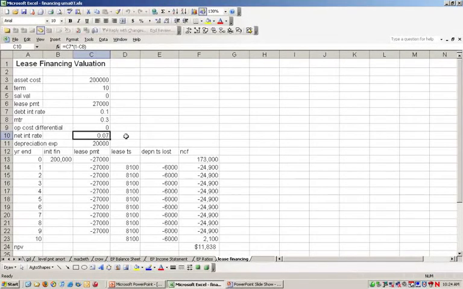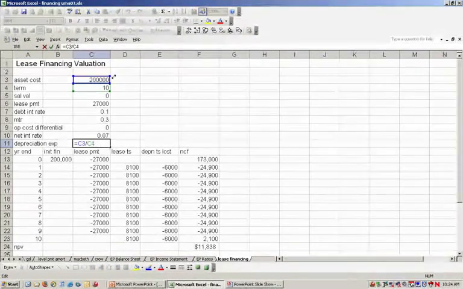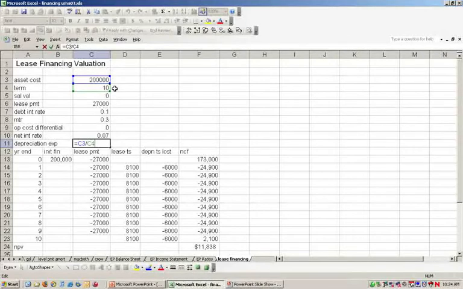Next, I calculated the annual depreciation expense on the asset if the asset were purchased by the firm. And that was simply calculated as the asset cost divided by the term or life of the asset. So we get a $20,000 per year depreciation expense.